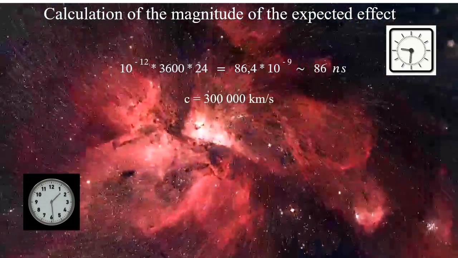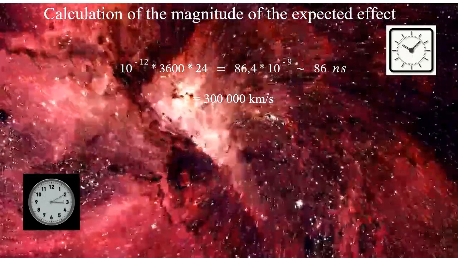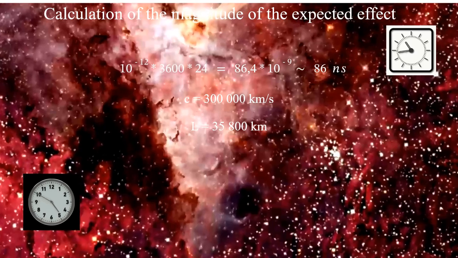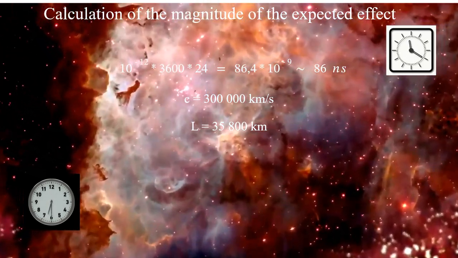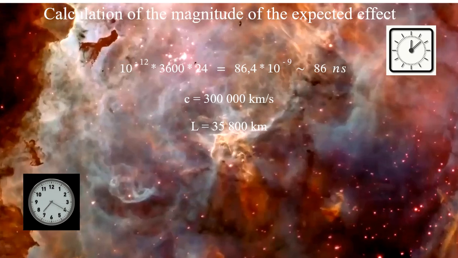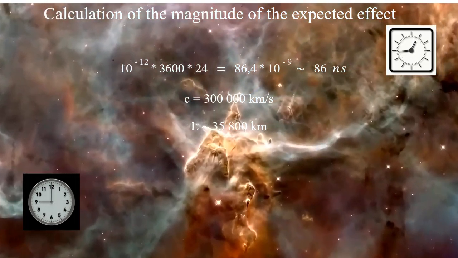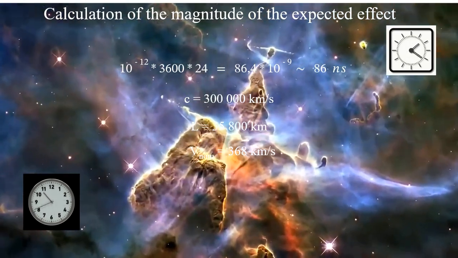We take the speed of light equal to 300,000 kilometers per second. The distance to the satellite in geostationary orbit is almost 36,000 kilometers. We take the expected velocity relative to the environment to be equal to the average velocity relative to the microwave background radiation according to the Planck space project, which is about 368 kilometers per second.